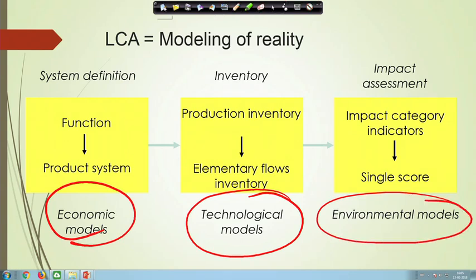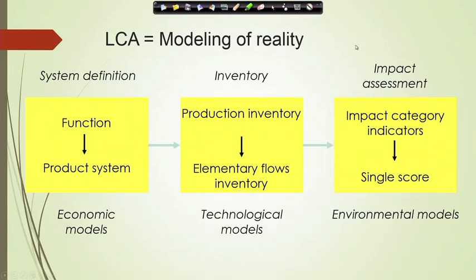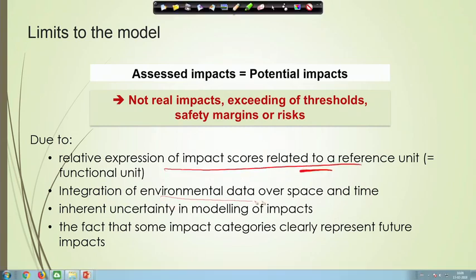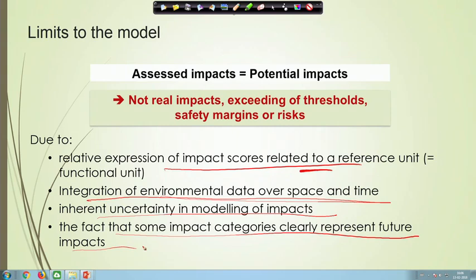Whenever you try to model reality, of course, you will have some challenges, because you use a lot of assumptions which are not true. So, we cannot really model reality 100%, we will try to get there. Any limit to the model, it is assessed impact, it is a potential impact, it is not the real impact. So, it is exceeding of threshold, safety margin due to the relative expression of impact scores. There is a relative expression of impact score, integration of environment data over space and time. That is again the inherent uncertainty of modeling, the fact that some impact categories clearly represent future impact. So, based on all that, there will always be a limit to any modeling exercise that we do.